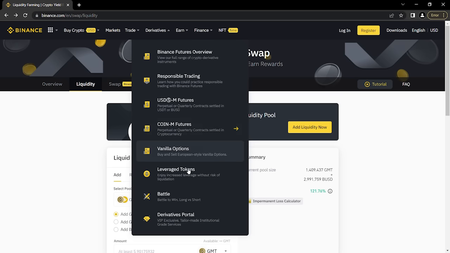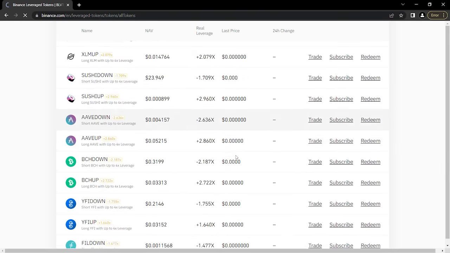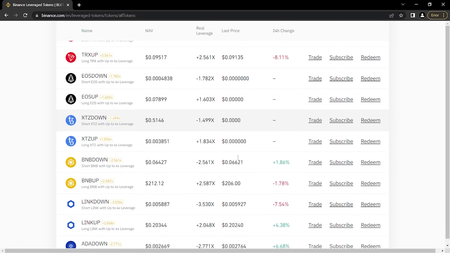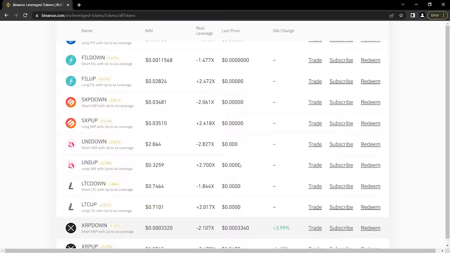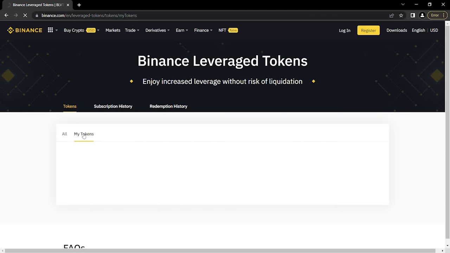Leveraged tokens. Binance leveraged tokens are a type of derivative product that give you leveraged exposure to the underlying asset. Like other tokens, leveraged tokens can be traded on the spot market. Each leveraged token represents a basket of perpetual contract positions. The price of a leveraged token moves along with price changes in the perpetual contract market, and the leverage level moves up and down accordingly.